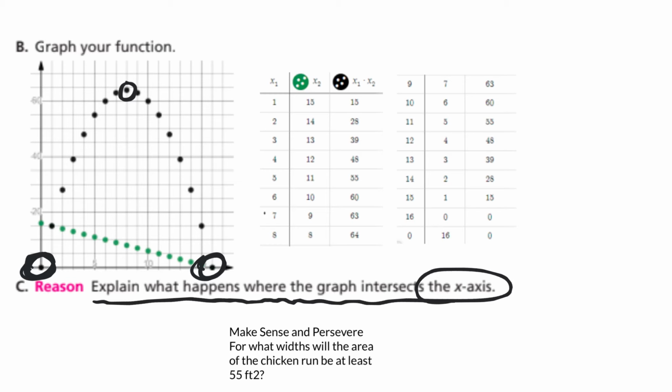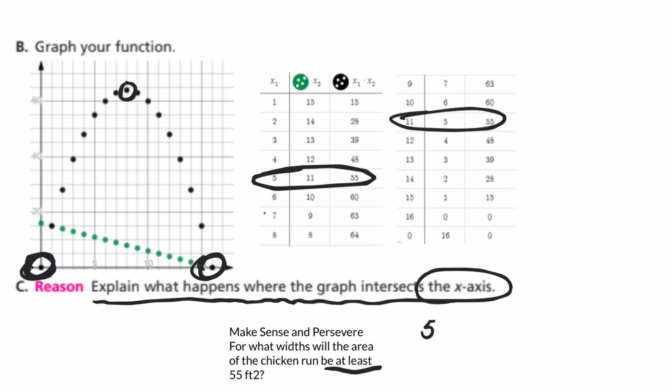And then we look again. It says make sense of the width and the area. For what widths will the area of the chicken run be at least 55 square feet? Now, we see that this happens at 5, 11, and of course 11, 5. Now, it does say at least 55. So if we have a length or a width between 5 and 8, either one, and then on the other side, 9 through 11, we're going to have an area that's greater than or equal to 55.